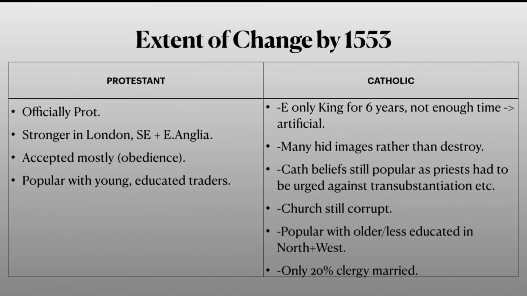Now the extent of change by 1553. In terms of England being more Protestant, England was officially a Protestant country. Protestantism was a lot stronger in London, southeast of England and East Anglia, and it was accepted mostly. There was a general feeling of obedience, and it was most popular with the younger and more educated people, particularly traders, so Protestantism did have strong roots in that respect.